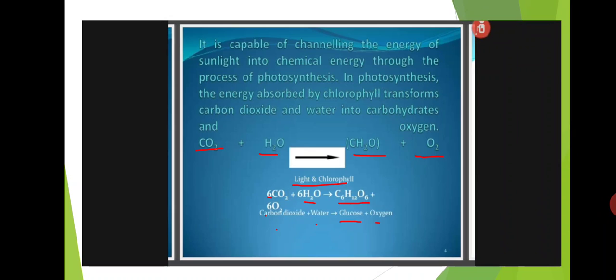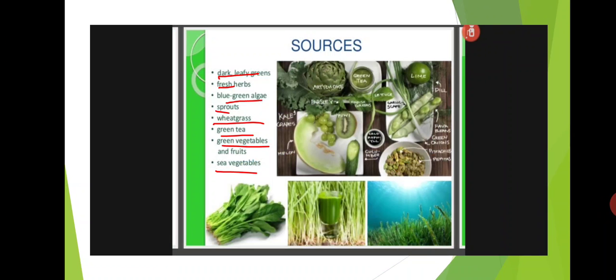This total reaction will occur only in the presence of sunlight and chlorophyll. And sources of chlorophyll are dark green leaves, fresh herbs, blue green algae, sprouts, wheat grass, green tea, green vegetables, fruits and sea vegetables, etc. All green color substances or green color compounds are having chlorophylls.